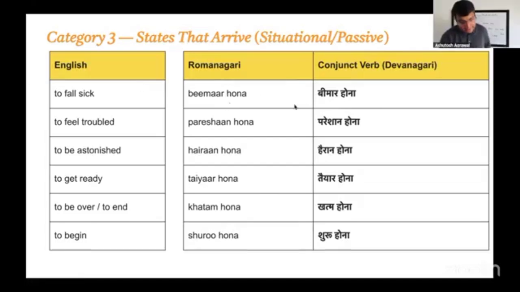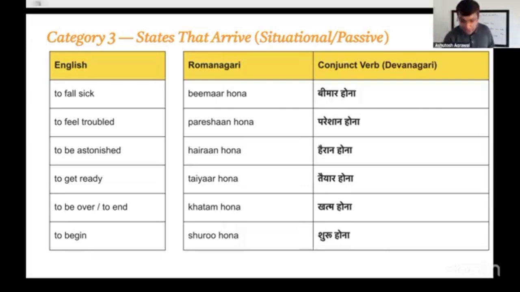To fall sick, it's bimar hona. To feel troubled is pareshan hona. To be astonished is हैरान होना. To get ready is तैयार होना. To be over or something is finishing, it's खत्म होना. Or something is to begin, is शुरू होना. Okay? Same thing, you can conjugate them into different tenses.